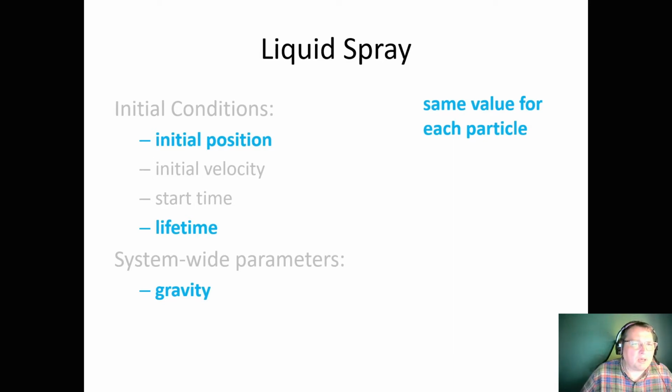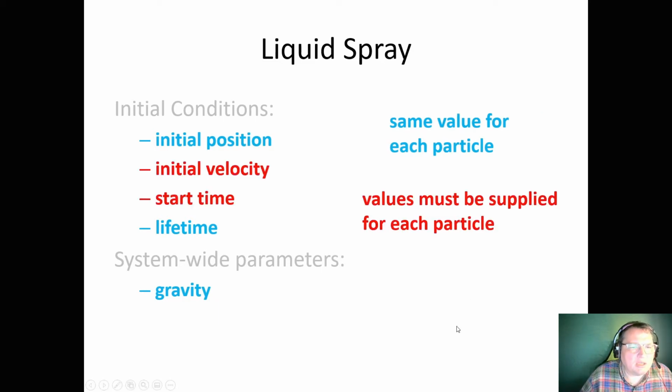And the parameters marked red are the values that have to be supplied for each particle. So first of all, these are initial velocity and start time, which are different for each particle and have to be supplied individually. There's also time, not start time, but time, which is not shown in this list, because the time will be provided during the animation.